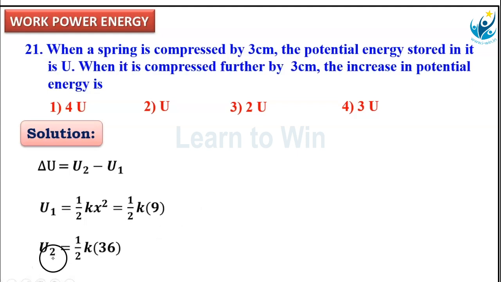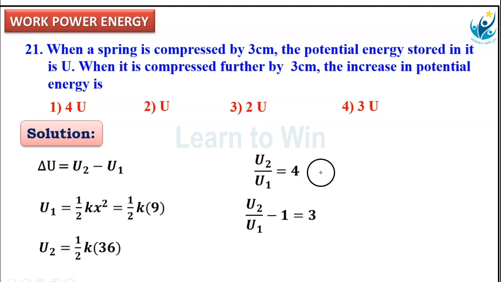Now U2. U2 is half k into the final elongation, 3 plus 3 is 6, 6 square means 36. This is U2. Delta U is U2 minus U1. First, to write U2 in terms of U1, divide U2 by U1. Half k 36 by half k 9 gives 4. U2 is equal to 4U1. To find the increase in potential energy, subtract 1 on both sides. U2 by U1 minus 1 is equal to 4 minus 1, 3. So U2 minus U1 by U1 is equal to 3.